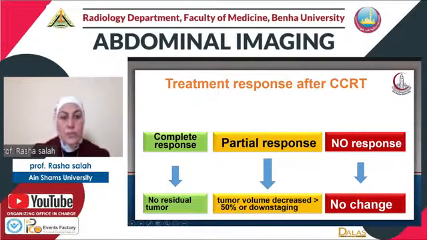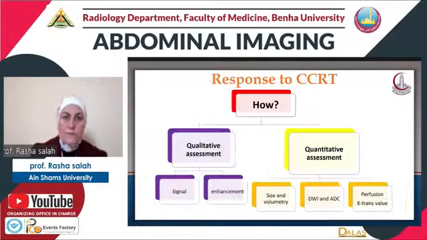Unlike other solid tumors, where by the RECIST criteria we use for evaluation of treatment response we depend on a 25 to 30% change in the tumor volume, here in the rectum we need at least a 50% change to call the change a partial response.